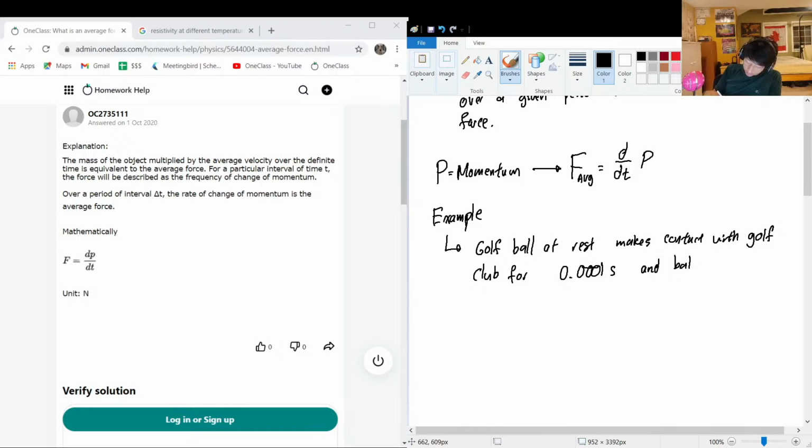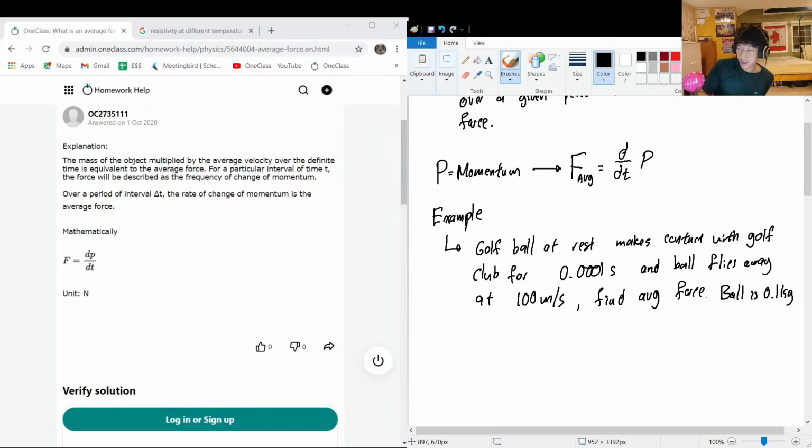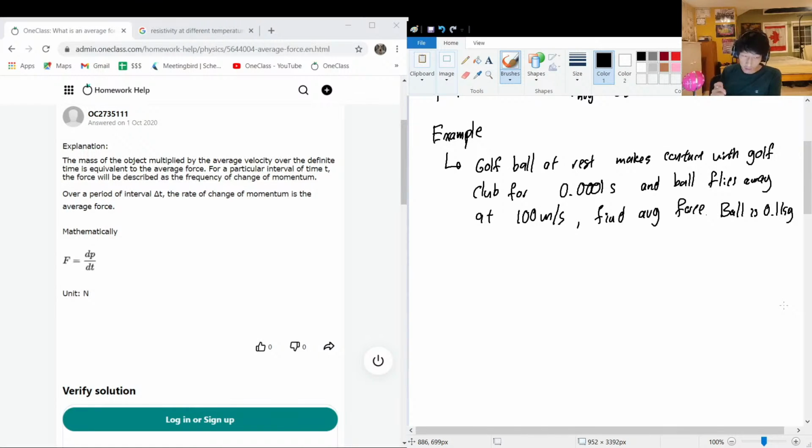the ball flies away at 100 meters per second, it's quite a fast ball. Find the average force. The ball is 0.1 kilogram, a 100-gram ball. That's probably pretty heavy, but you know, this is my reality where I've never played golf, and golf balls can have that much mass, because I'm the golf champion of this universe.